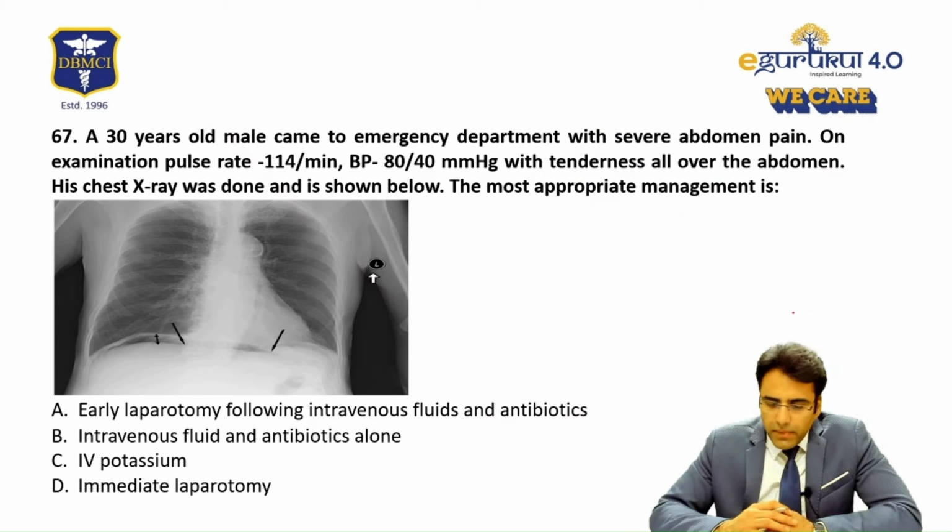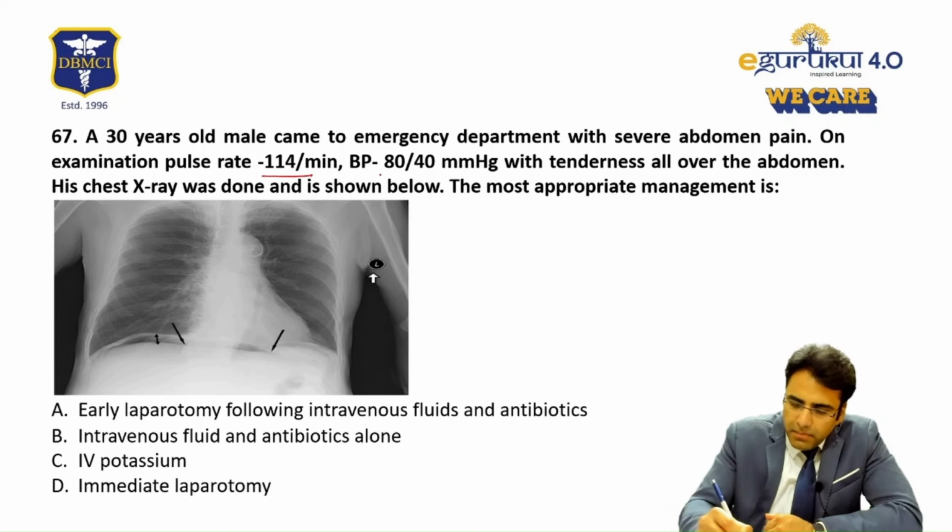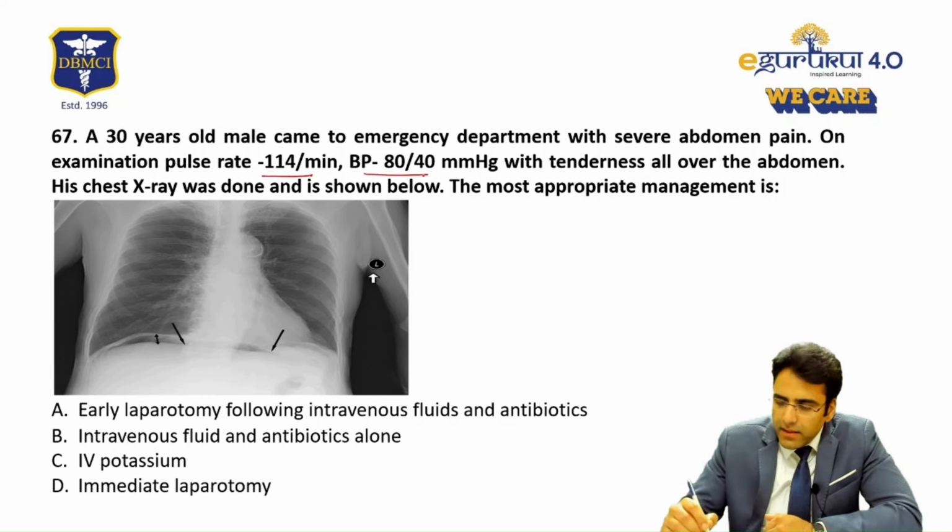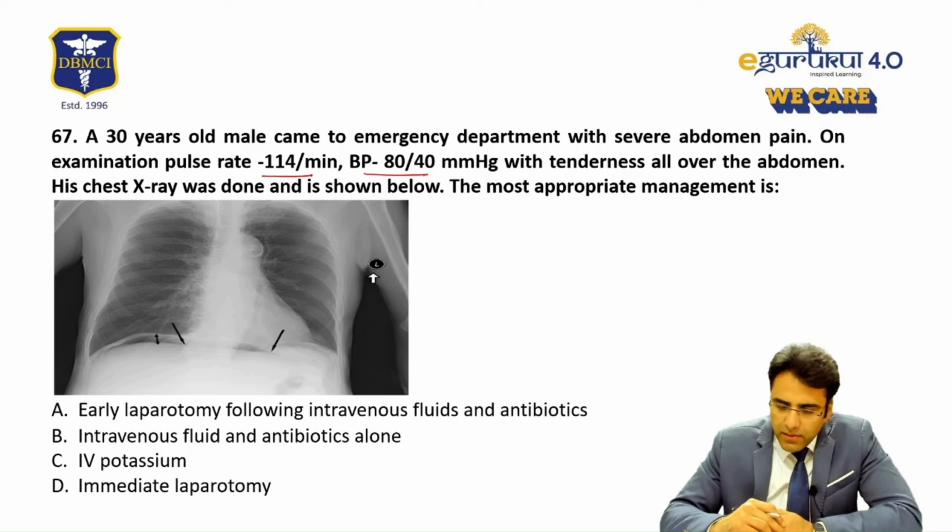A 30-year-old male came to the emergency department with severe abdominal pain. On examination, pulse rate shows tachycardia. BP is on the lower side with tenderness all over the abdomen. His chest X-ray was done and is shown below. The most appropriate management is?